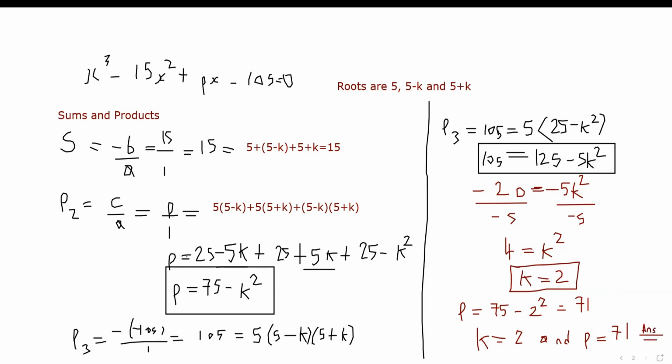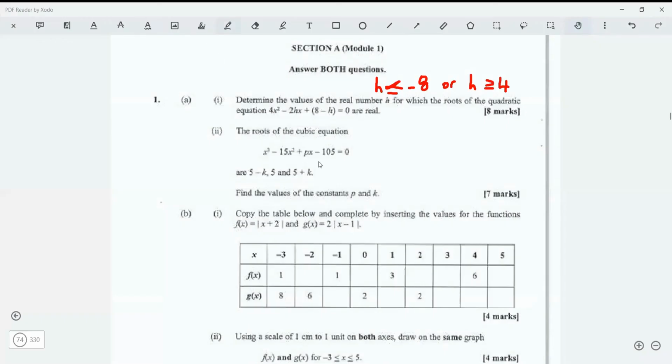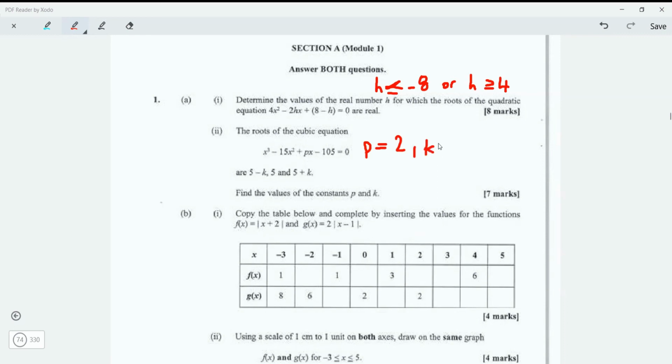All right. And I'm suspecting, Marika, I just strongly believe that these are the questions that are going to come back. I really believe that if you don't practice them here, they will come back. I'm telling you. So we get K equals 2, P equals 71. Nice. All right. Now let's look at this now.